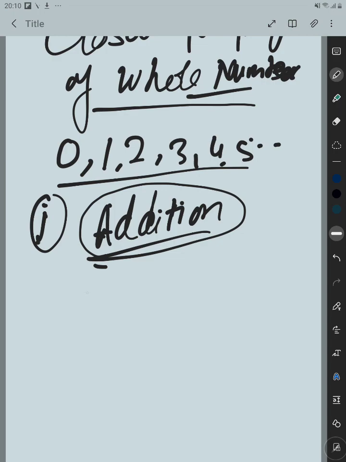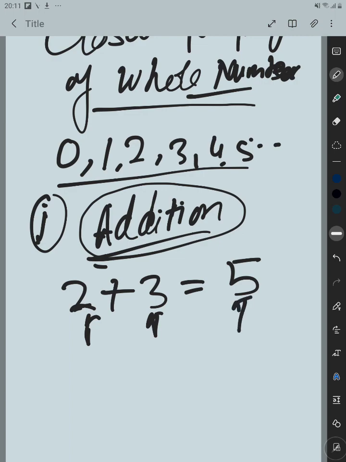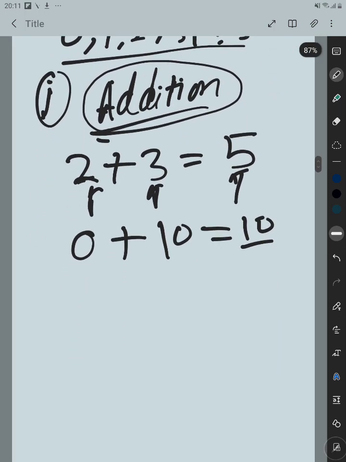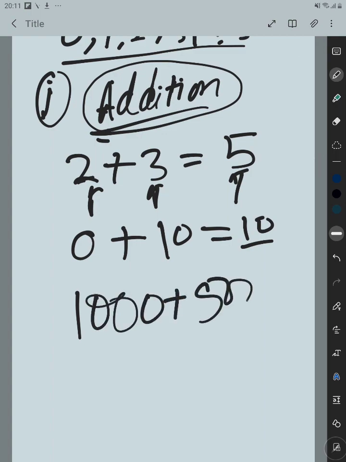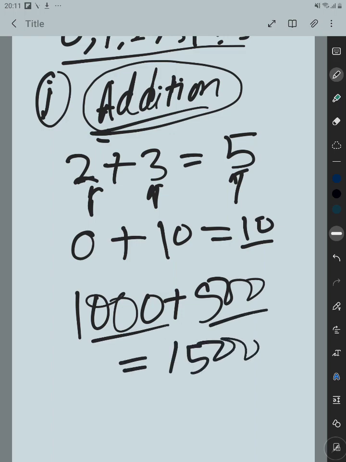For example, we have 2 plus 3. 2 is a whole number, 3 is a whole number. What do we get? 5. 5 is also a whole number. Now say 0 is a whole number. We add 10, which is also a whole number. We will get 10, which is also a whole number. Suppose you have 1000 and 500, both whole numbers, and now you get 1500.